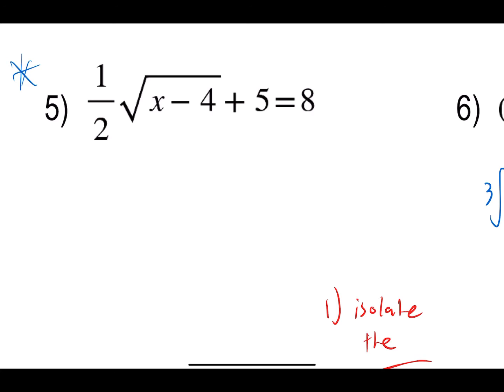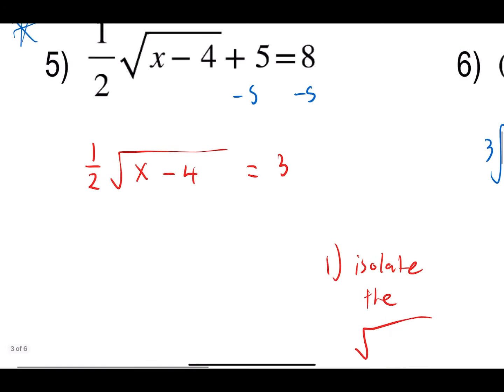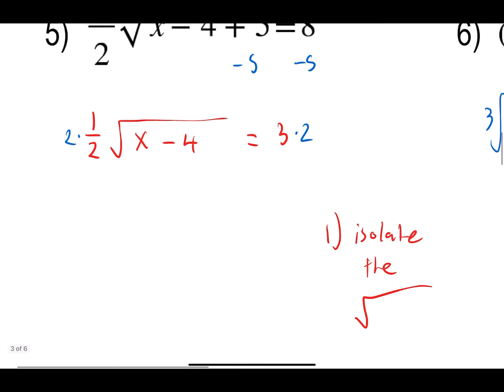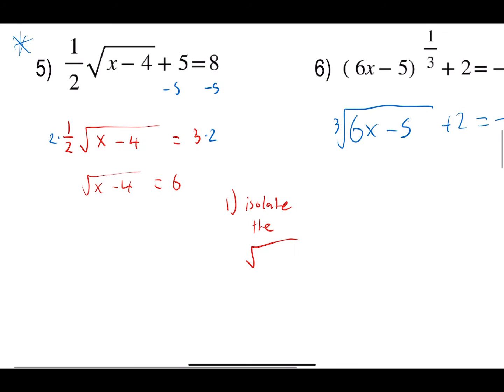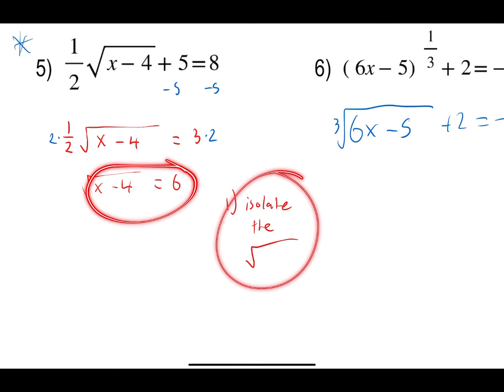Get rid of these parts, and it's isolated. So start with addition and subtraction. Minus 5, minus 5. We have 1/2 square root of x minus 4 equals 3. Cool. Still not isolated. It's something multiplied out front. Get rid of it. The opposite of 1/2 is times 2. So we have the square root of x minus 4 equals 6. Okay. Once you've isolated the radical, bingo.